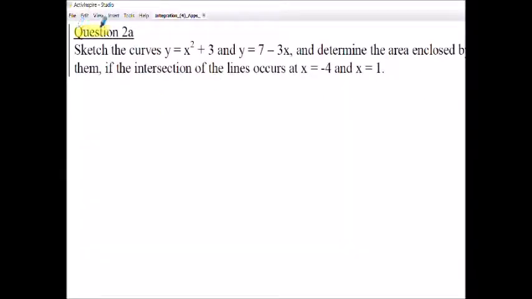Question 2a is a very similar solution to that we've already looked at in example 1a, so I would encourage you to stop the video here and have an attempt at this question. The functions are slightly different than used in example 1a, although the limits are exactly the same. The full solution is shown on the next few slides.